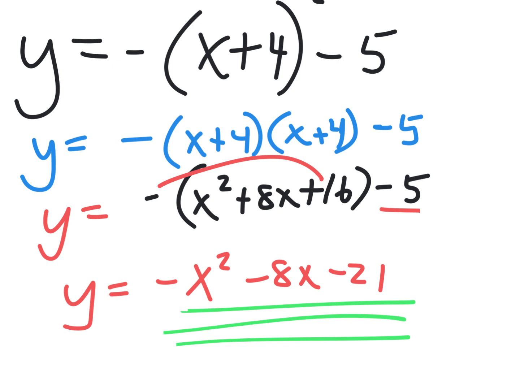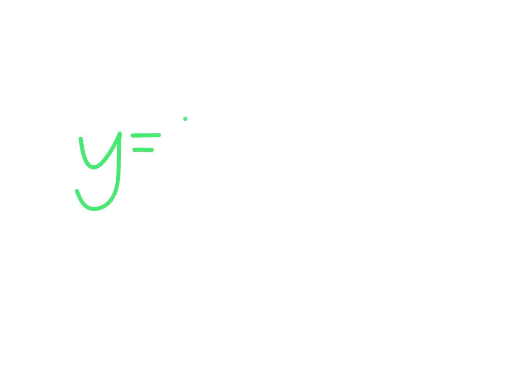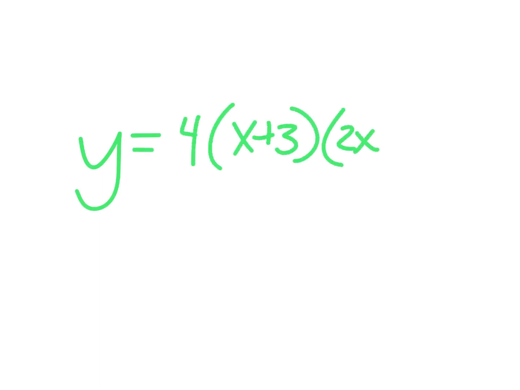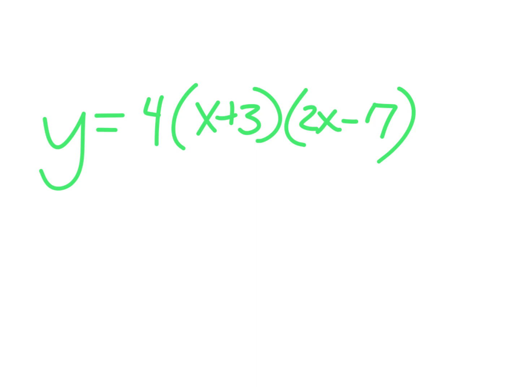Okay. Then, last kind that we haven't talked about. Y equals 4, x plus 3, and 2x minus 7. And they ask you, what are the x-intercepts? Well, I can tell you one of them off the top of my head. It's negative 3. Because the x-intercepts are the things that make those parentheses 0.